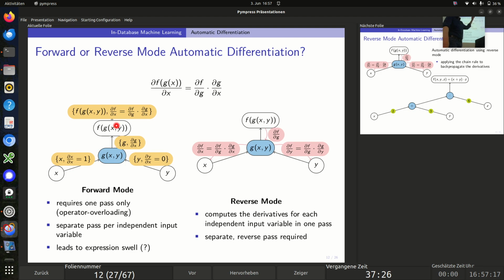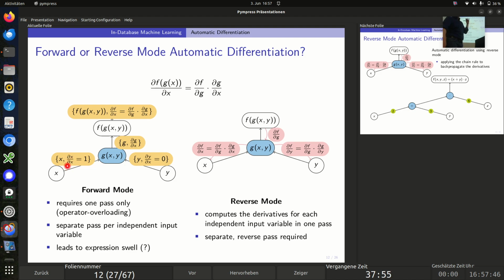So one pass only. So it's memory optimal, because for a bigger function we can forget all the previous results. Once we have computed this derivative, we can forget the old results. So I only need one pass. But the problem is, in the beginning we have to determine which variable we're using for the derivation.